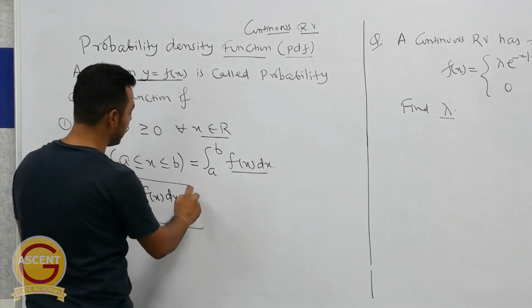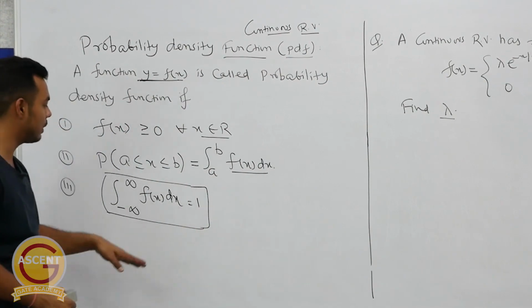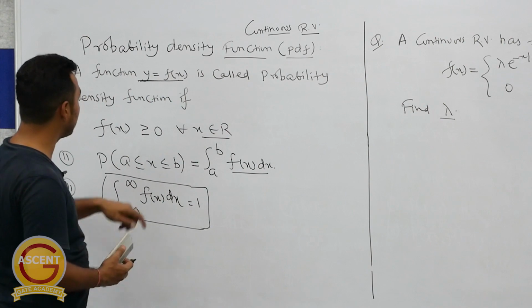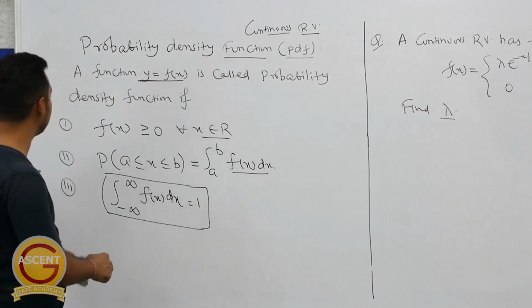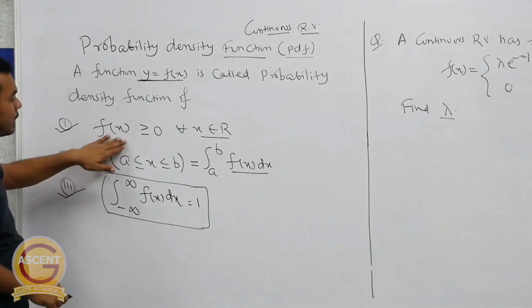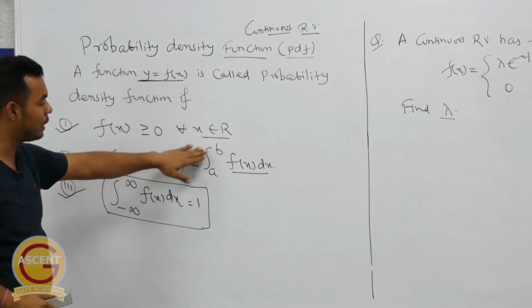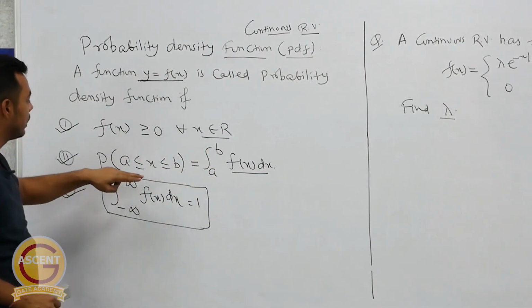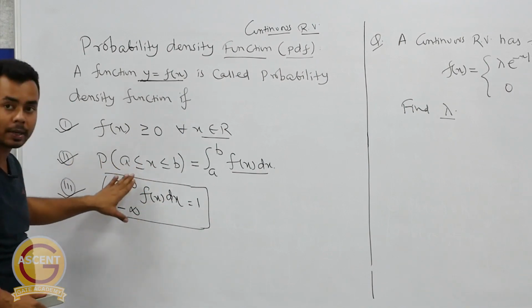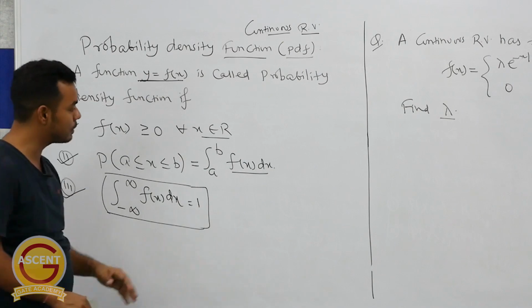Now this result is very, very important. In GATE also they have asked questions on this formula on a number of occasions. So if f(x) is a probability density function, then it will always satisfy these three conditions. f(x) is always positive. The value of integral from a to b f(x) dx will be nothing but the probability that x is from a to b. And finally, the integral from minus infinity to infinity f(x) dx will be 1.